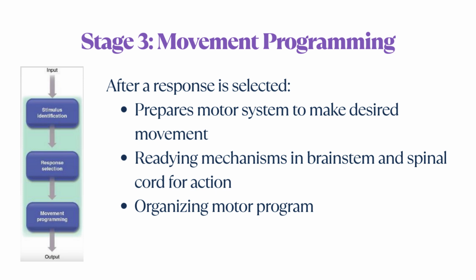It also requires retrieving a motor program from memory and organizing the timing, sequence, and intensity of muscle actions needed. The movement plan is created and sent to the muscles via the nervous system. And then after these three stages, the body executes the action, which is the output.